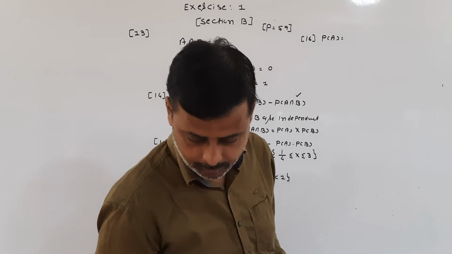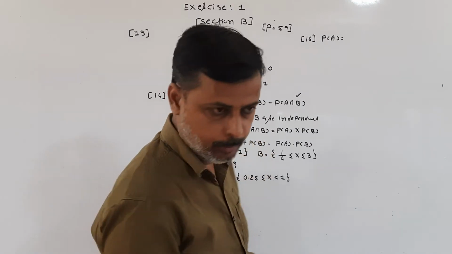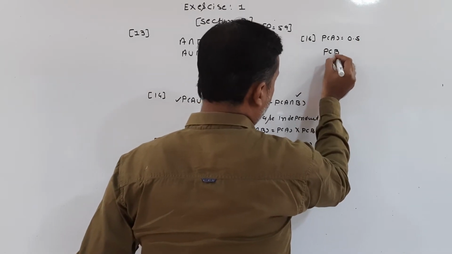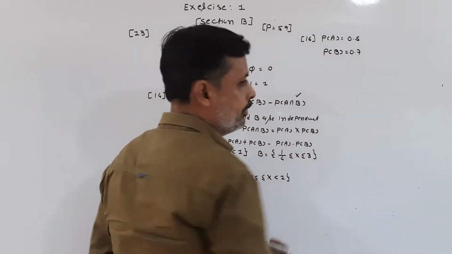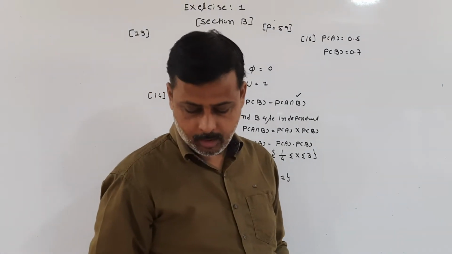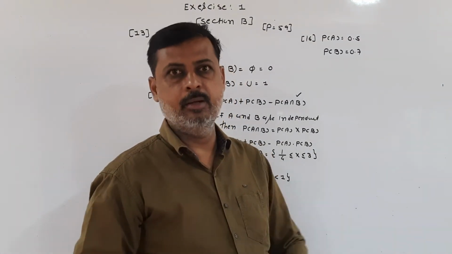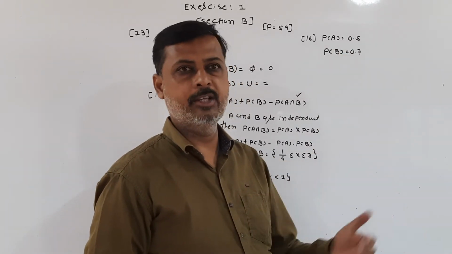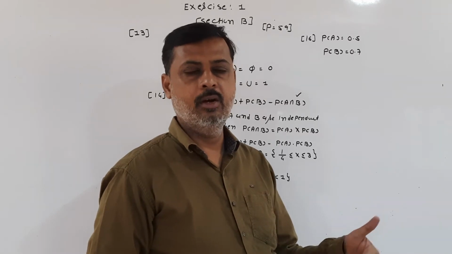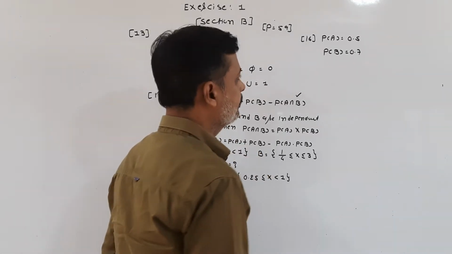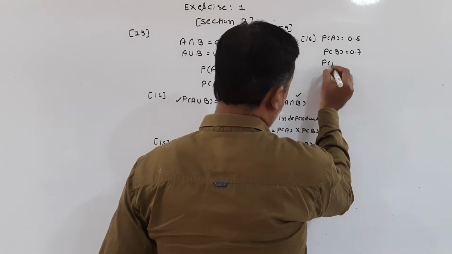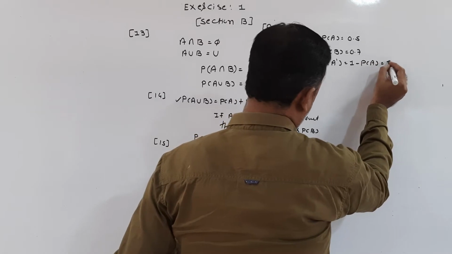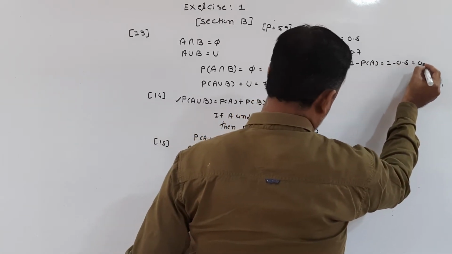P of A is 0.5, P of B is 0.7, and we have to find A dash intersection B dash. So P of A dash will be found. P of A dash means 1 minus P of A. P of A dash is equal to 1 minus P of A. So 1 minus 0.5, that is 0.5.